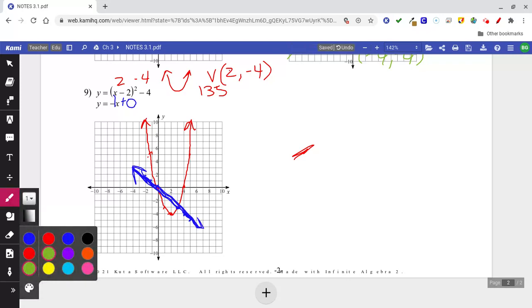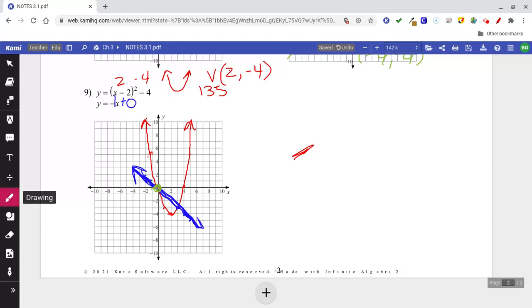We see 2 solutions. There's one here and one here. I see this point is 0, 0. And I see this point, what is that? 3, -3. That's it. Solving systems.